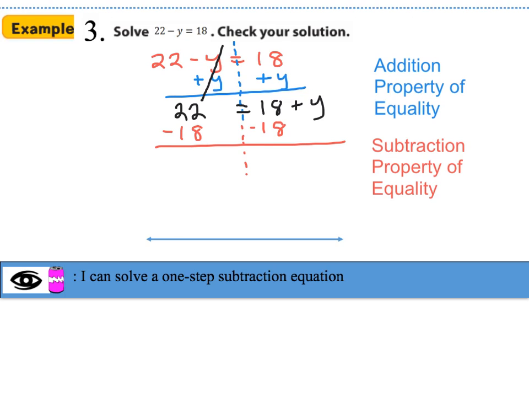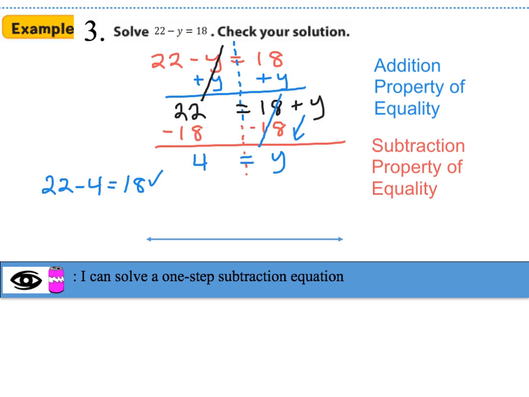So on the right hand side, 18 minus 18 goes away, and we can drop down our y, so now our variable is isolated, and 22 minus 18 becomes 4. So our answer is 4. Let's plug it back in to see if this makes sense. 22 minus 4, and when we do the math, we do get 18, so we checked our solution.